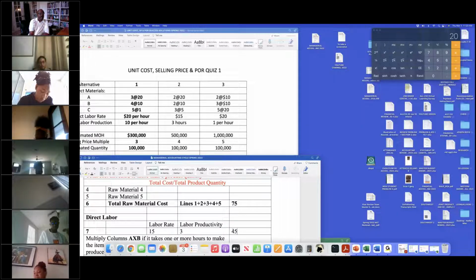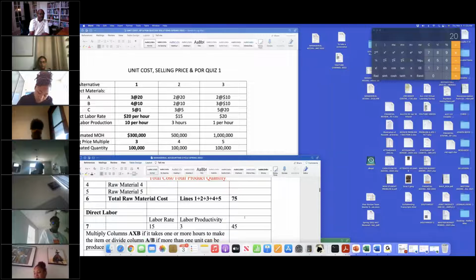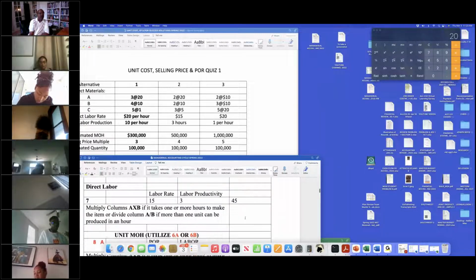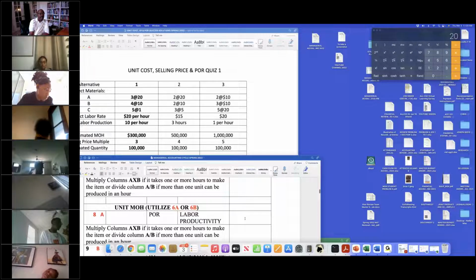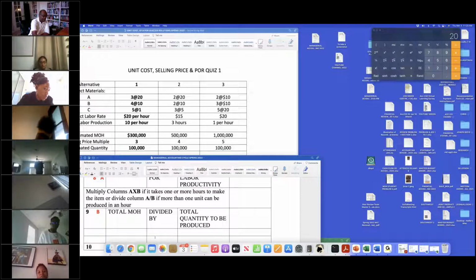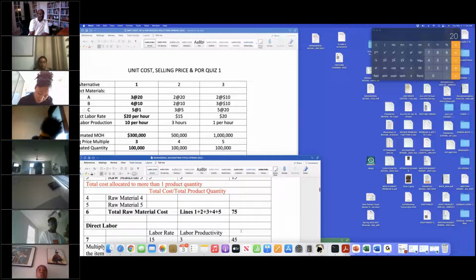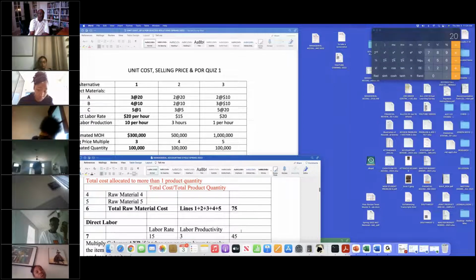Then for the manufacturing overhead, what's it going to be? 5. How did we get 5? Total manufacturing overhead is 500. Quantity is 100. So it's 5. So what's our total cost in this situation? 75 plus 45 plus 5 is what? 125.